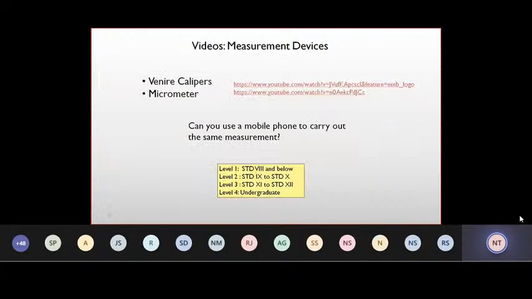There are vernier calipers videos. I'm not sharing the video, but we can share this video later on if you want. Should I share the video? Would you like to see the video? Can I have some response, or I can leave this one? Yes, you can share the video. Okay, all right. So let me share the video so that you can understand the concept of vernier calipers.